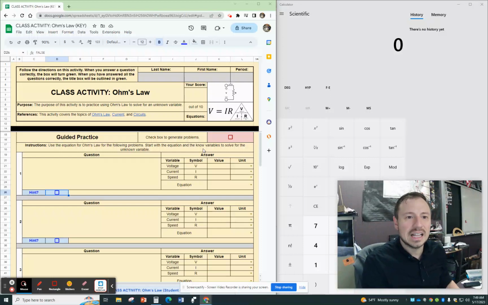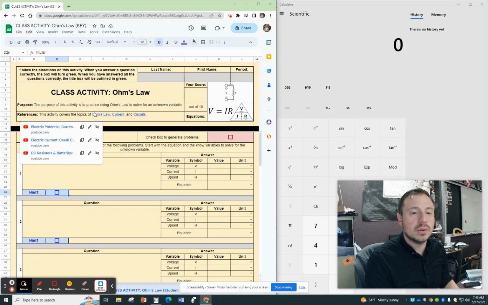All right, this is a class activity practicing Ohm's law. So the purpose of this activity is to practice using Ohm's law to solve for an unknown variable. This activity covers the topic of Ohm's law, current, and circuits. And you can see in the references, there are several videos that will help you out understanding this. But also, of course, I will post this video.